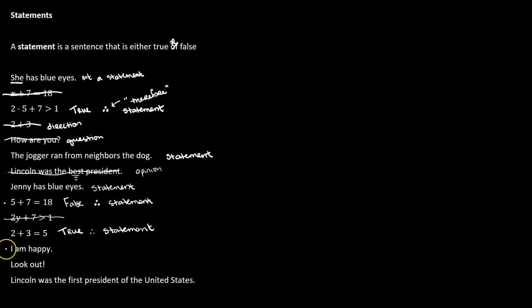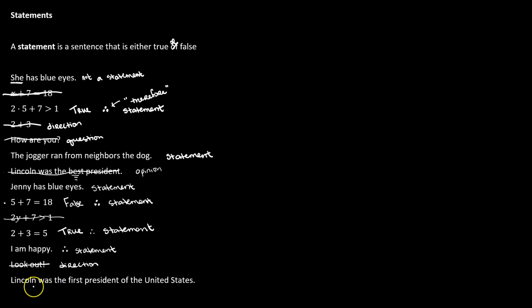Next one, I am happy. That's a little tricky because either you are happy or you are not. I is a specific person. Happy is the quality that that specific person has. This would be a statement. Whether it's true or false depends on if you are or are not happy. Next one, look out. That's not true or false, that's a direction. Not a statement.